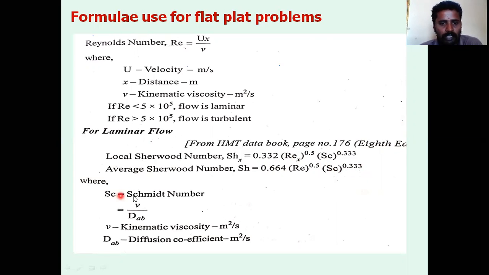Sc is the Schmidt number. How can we find the Schmidt number? The Schmidt number is the molecular diffusivity of momentum divided by the mass diffusivity, that is, the diffusion coefficient: Sc = ν divided by D_AB. The ν value is taken from the data book based on which fluid is given in the problem, and the temperature given is used to take the properties from the data book. ν is the kinematic viscosity and D_AB is the diffusion coefficient, in meters squared per second.